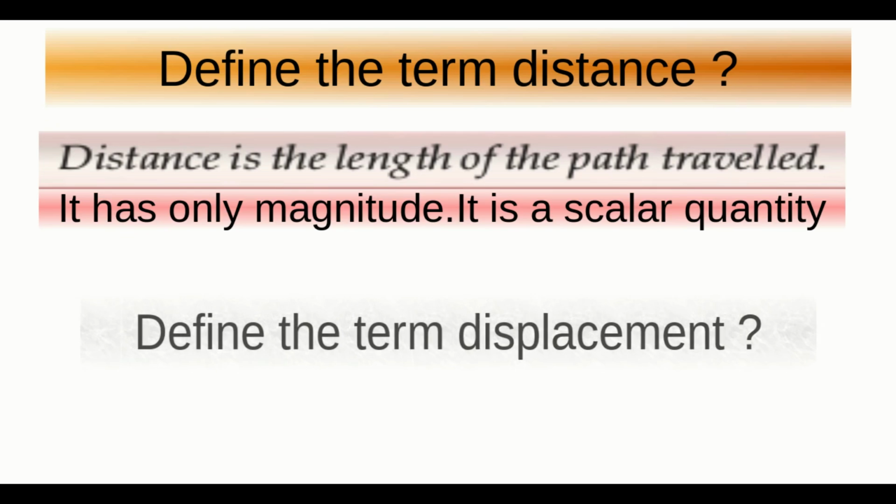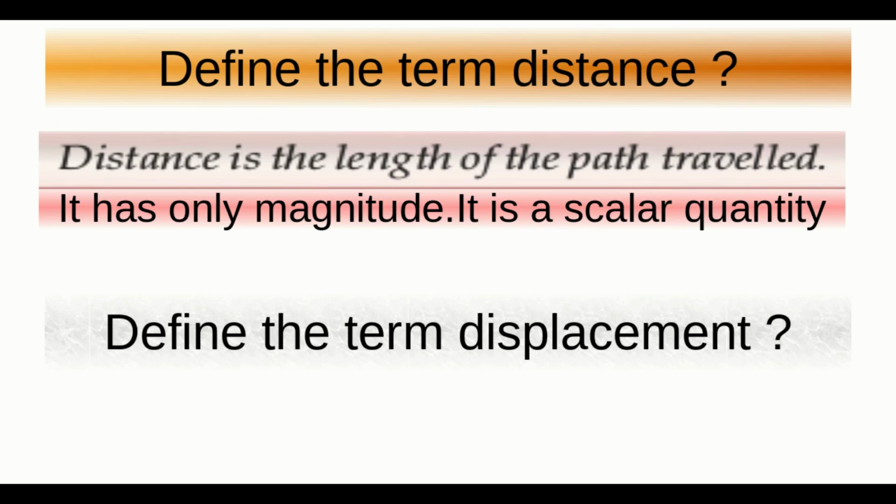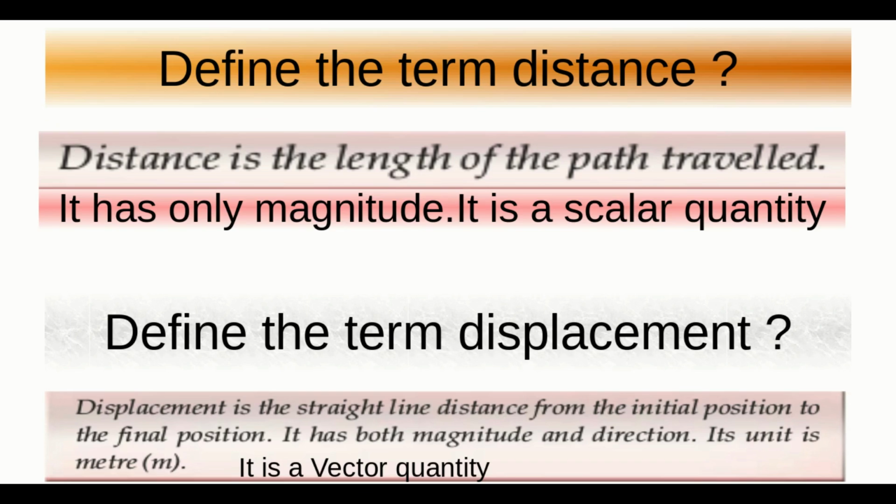Then displacement. Displacement is a straight line distance. This is a very important thing. It is a straight line distance from the initial to the final position. Initial position to final position, straight line distance. It has both magnitude and direction.